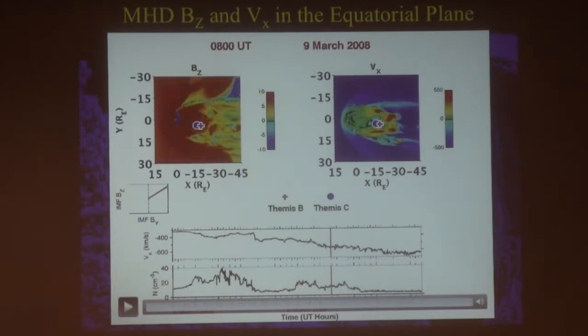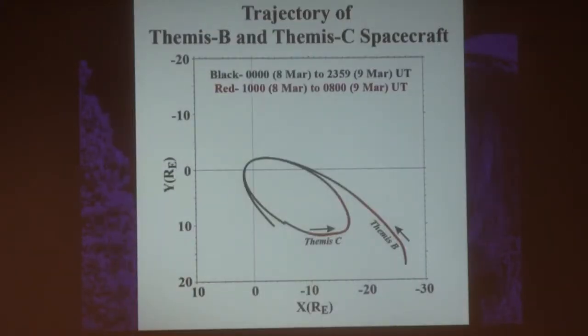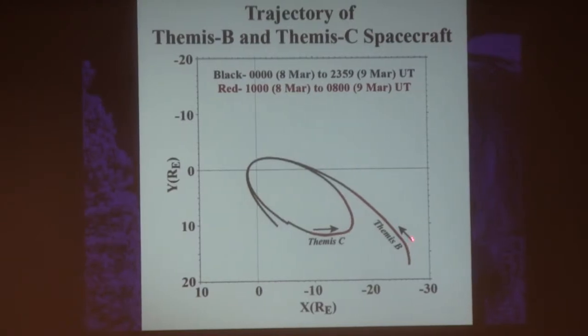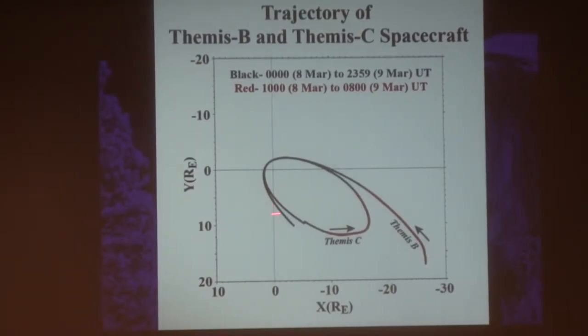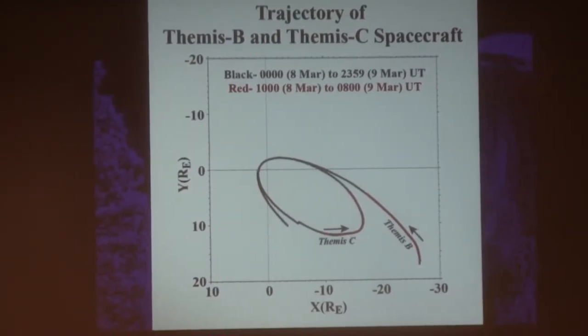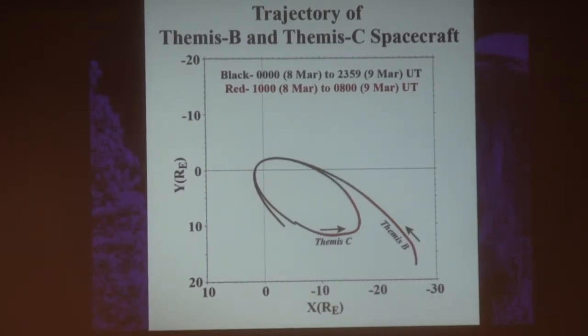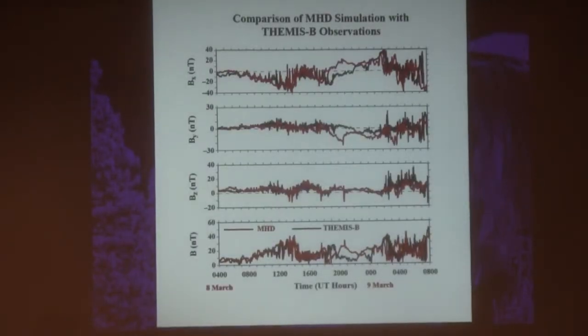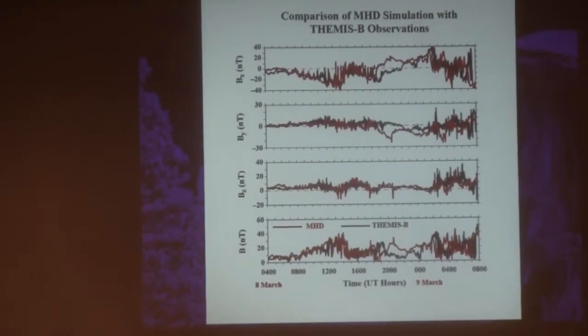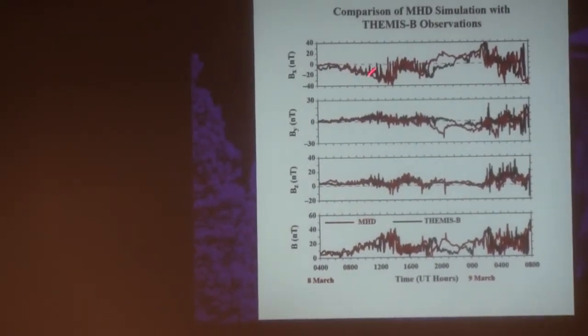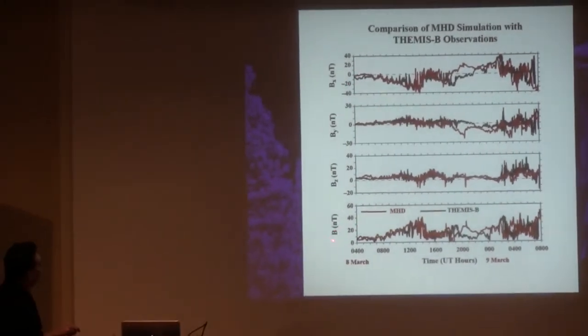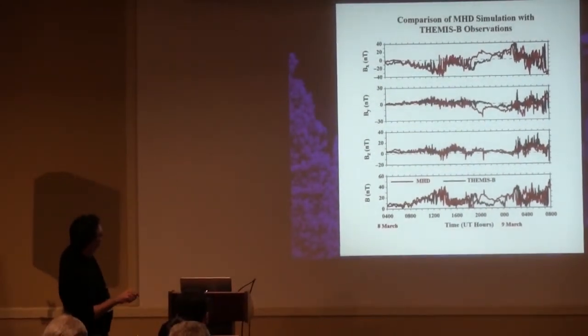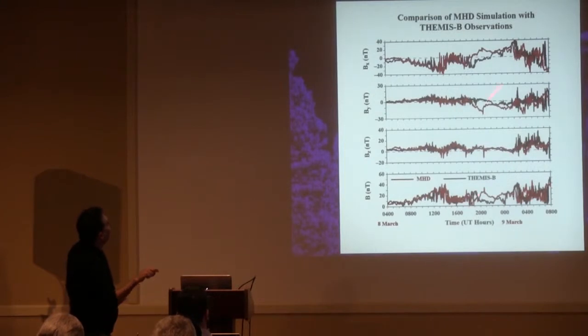There we go. So in order to validate our MHD model, we took the Themis B and C spacecraft locations, and this is the Themis B orbit, Themis C is over here, and the red portion corresponds to the entire event that we have simulated. And if I put the Themis B result, Themis C is very similar to this, we see that we have really, really good agreement. This is the entire simulation. It's 28 hours of the simulation.